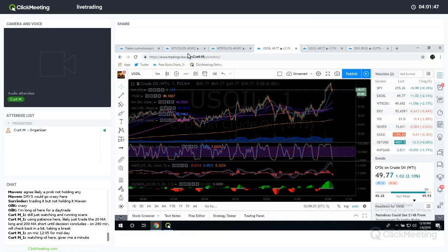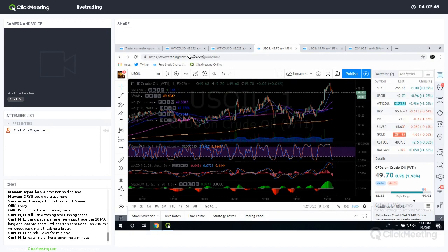Looks like it might back off here a bit. Trading 49.77 on FX US oil. Just tested the 200 MA. So it's backing off a little bit here. We'll see what happens over the next few minutes. Let's give it a minute here and I'll be back.